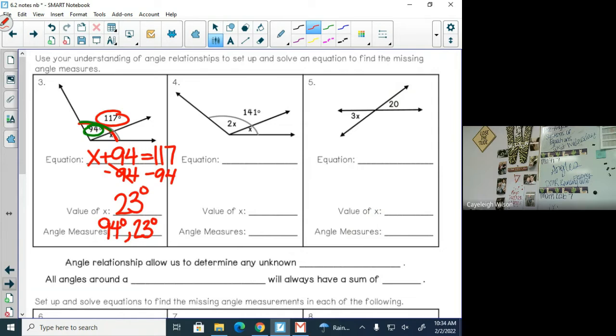All right, so let's look at number 4 here. Number 4, it tells me that the whole thing is 141. So I know that this angle plus this angle should equal 141, right? So I know that 2x plus this x has to equal 141.